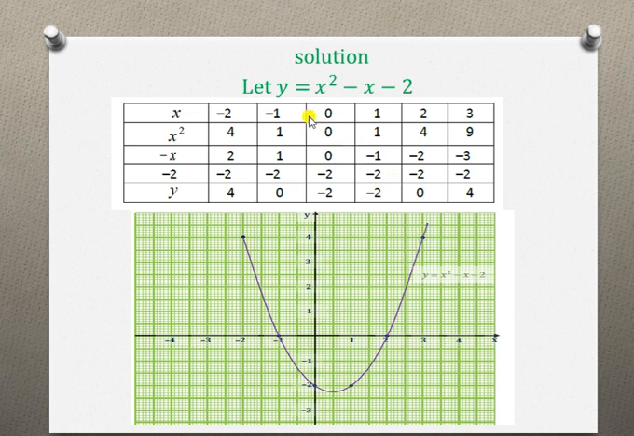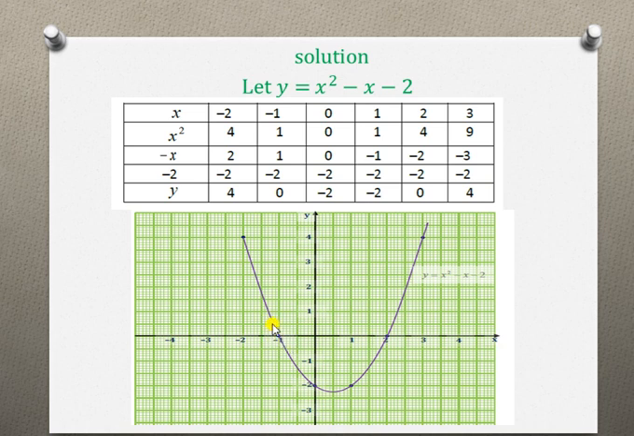Now, we said if the coefficient of x squared is positive, we shall have a U-shaped curve, and indeed we can easily see it from this point here. Now, how can we solve the quadratic equation given in the question? You simply look at the points of intersection between the x-axis and the curve.